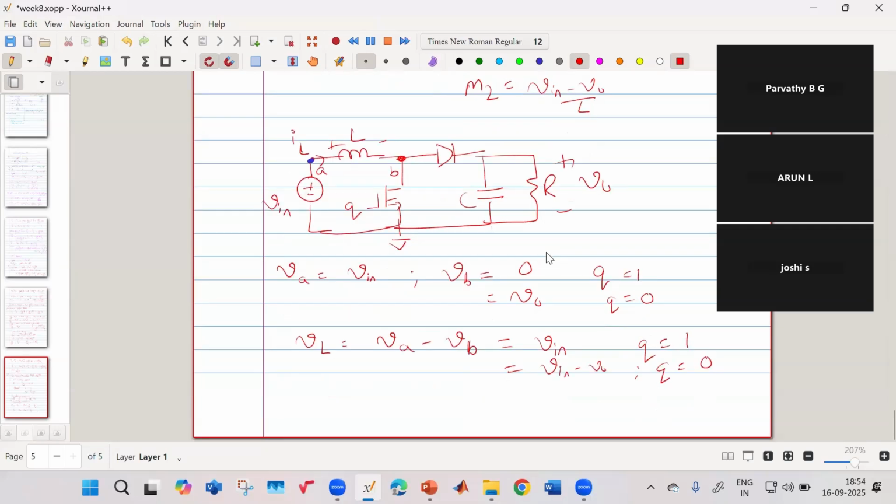And as you all have rightly given your answers, let me call it M rise. Rising slope is V in upon L. And your falling slope, when your inductor current is falling, is equal to V in minus V0 by L. So you all have told this correctly. You all know the boost converter well. But there is a slight thing which you have to keep in mind, that could change the polarity of your answer.